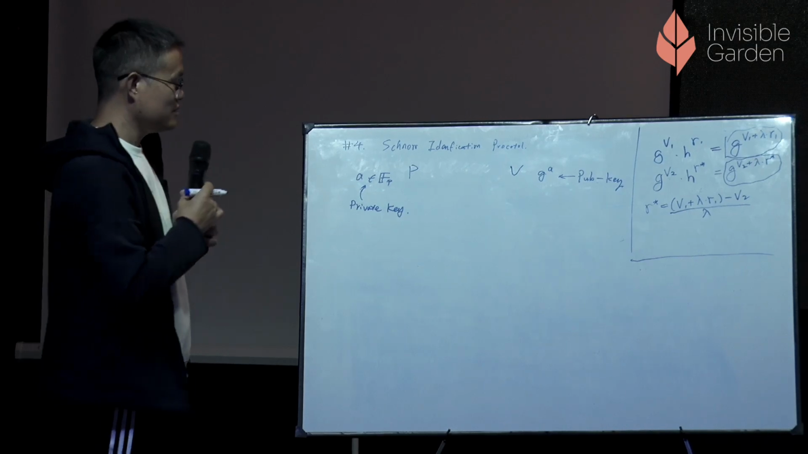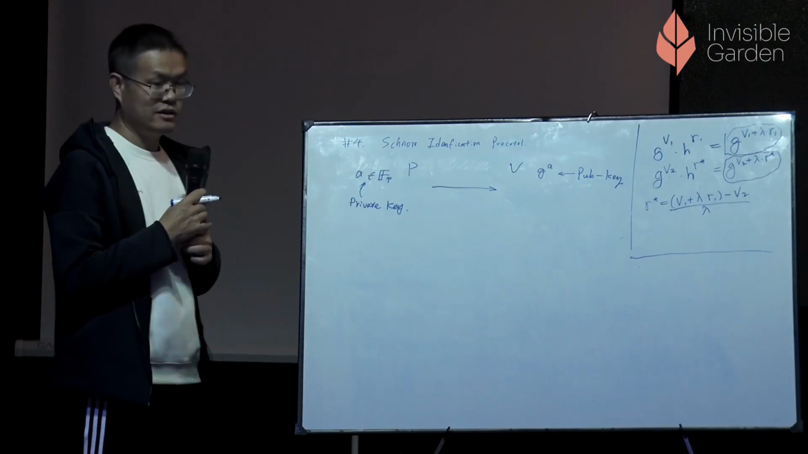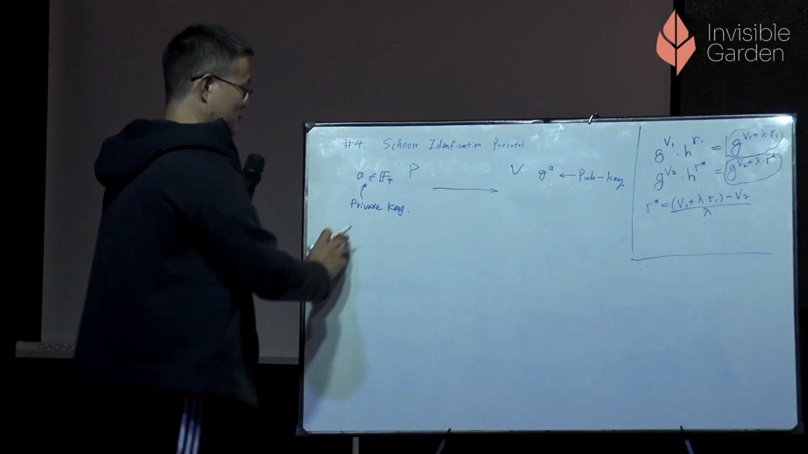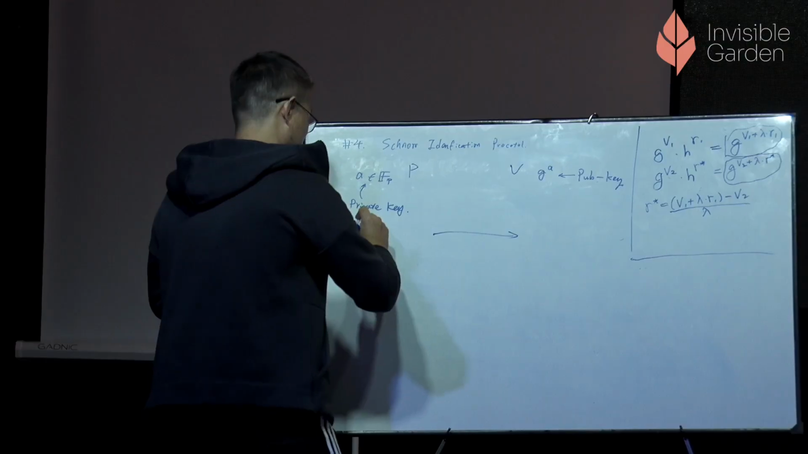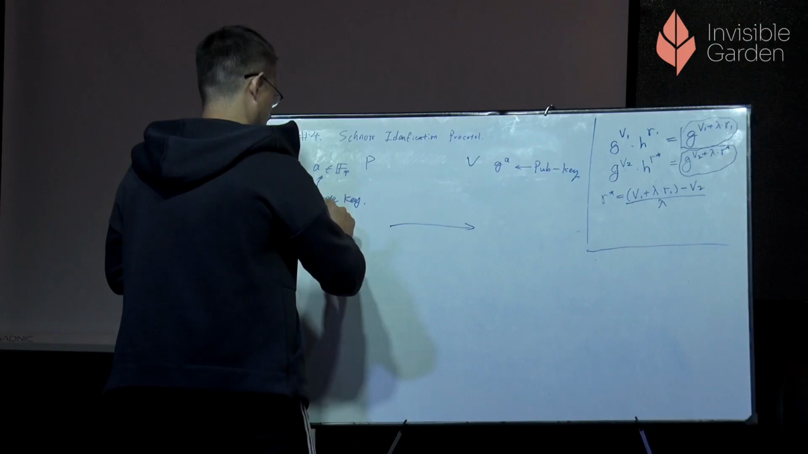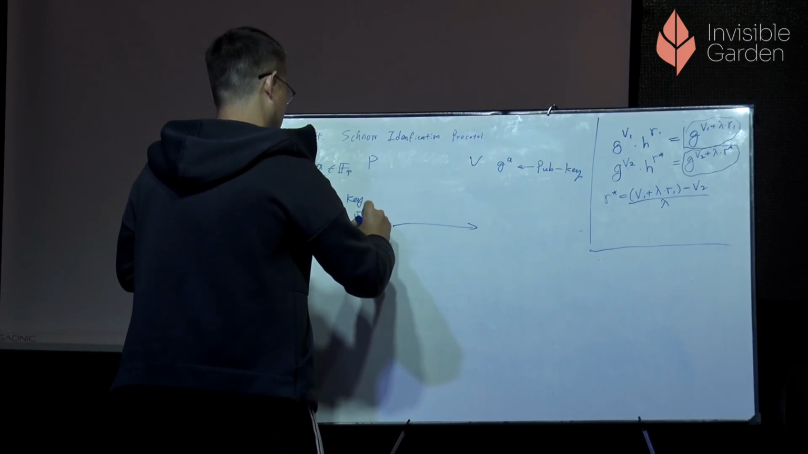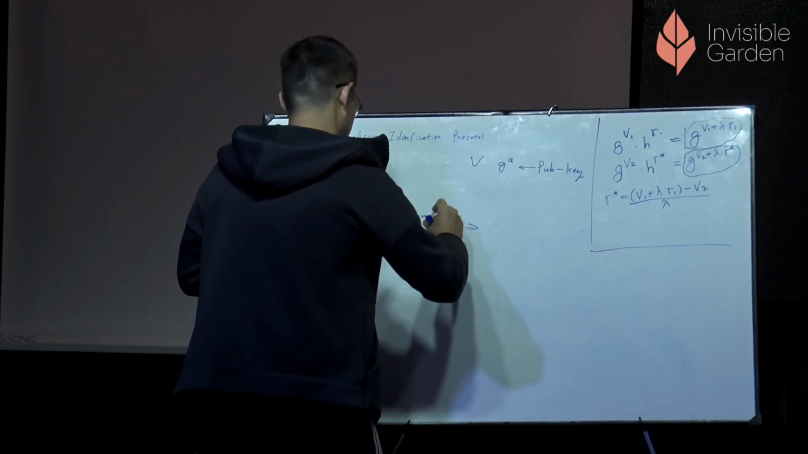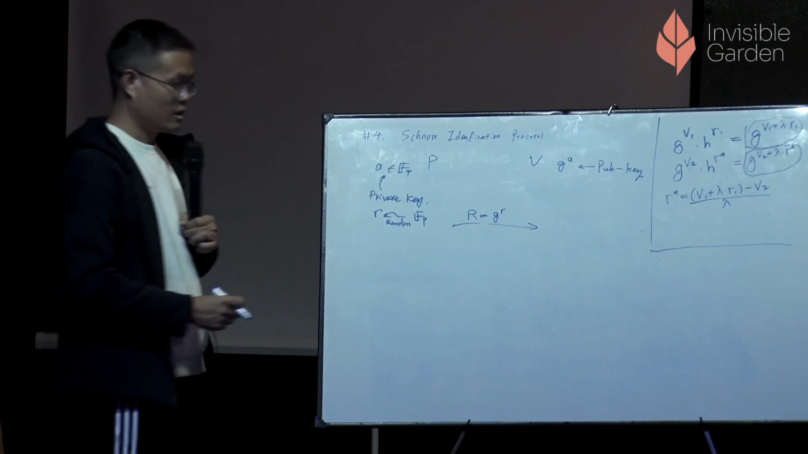So this is a minimal protocol. Okay, it has only 3 steps. The first step, the prover chooses a random number R from FP, and then sends capital R equals G to R. Okay, the first step.